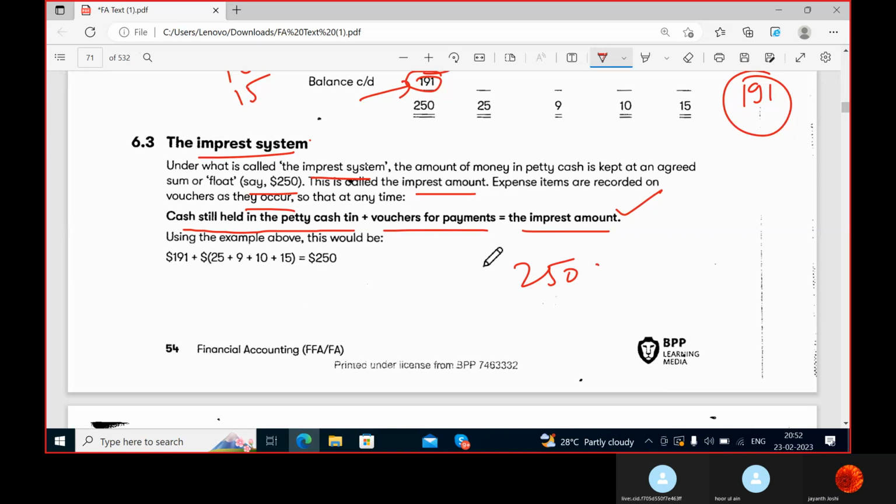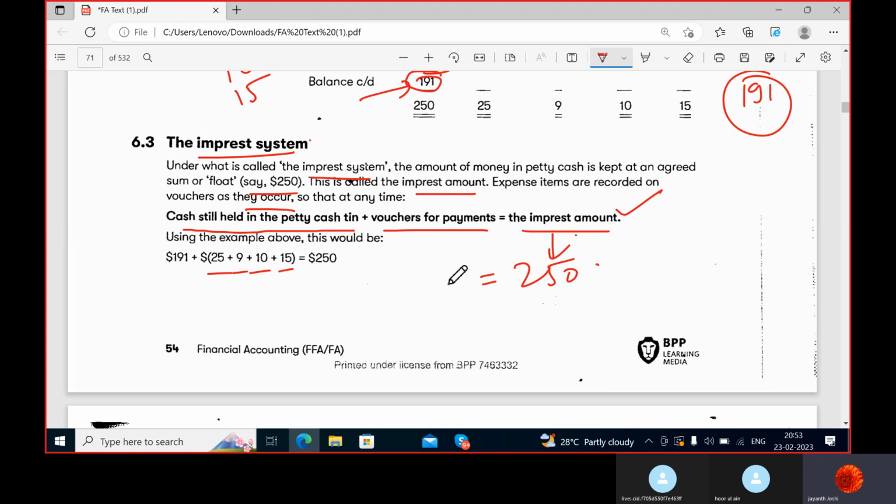Yes, hello, sir. This is your imprest amount. What are the vouchers for payments? Whenever you make a payment, you have to carry that bill or voucher with you, so that it can be a proof of the payments you have made. The vouchers show you have made payments of 15, 10, 9 and $25.